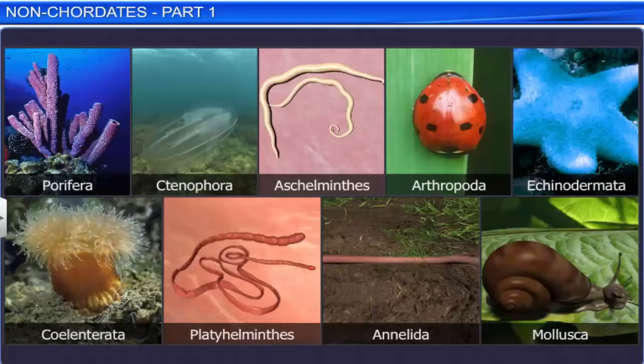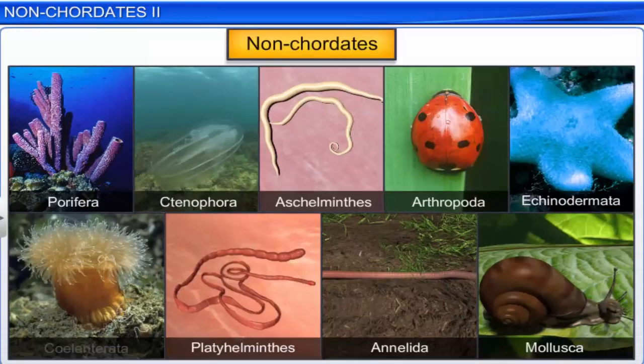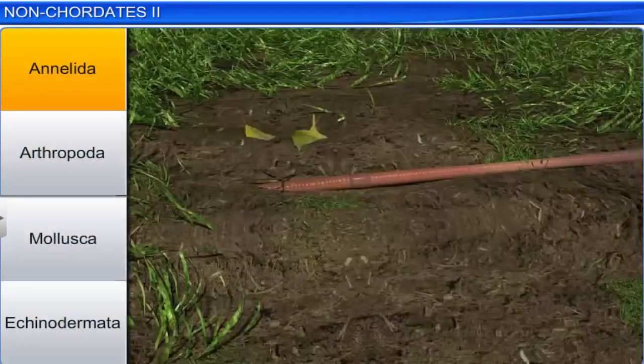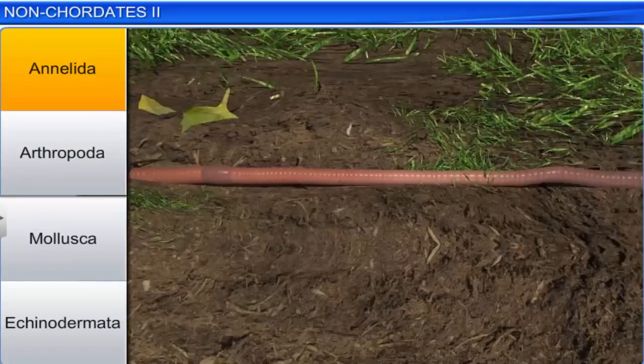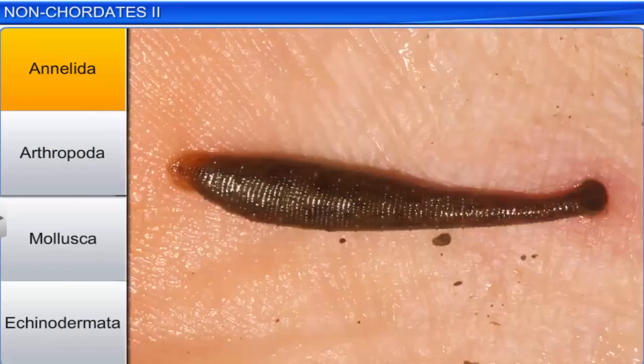We studied how non-chordates are classified into different phyla on the basis of certain morphological and anatomical features. Let's take a look at the important characteristic features of these phyla. Let's begin with phylum Annelida. The members of this phylum may be aquatic or terrestrial, free-living or sometimes parasitic.